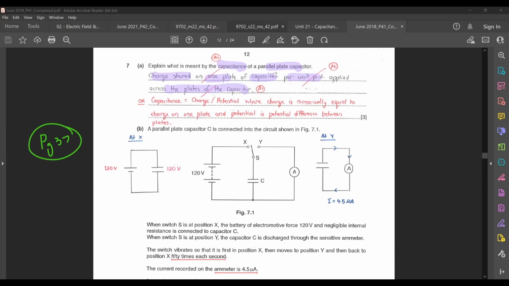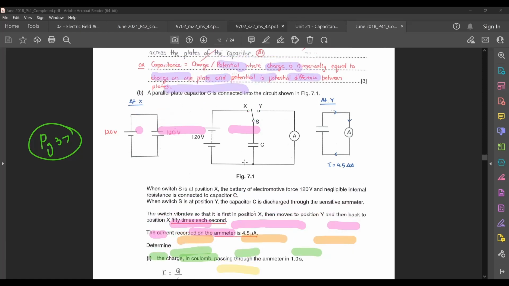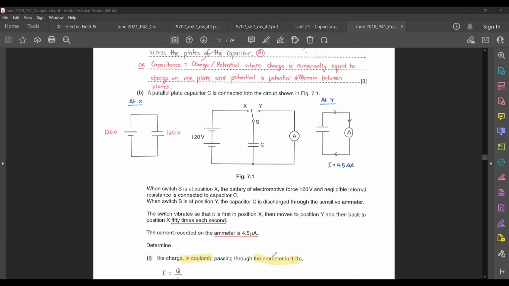And then after that, if you look at B, you have a parallel plate capacitor C that is connected into the circuit as shown in figure 7.1. When the switch S is at position X, the battery, EMF 120 volts and negligible internal resistance, is connected to capacitor C. When the switch S is at position Y, the capacitor C is discharged through the sensitive emitter. The switch is vibrating so that it is first in X, then moves to Y, and then back to X 50 times each second. The current recorded in the emitter is 4.5 microamps. So from here, determine the charge in coulomb passing through the emitter in 1 second.